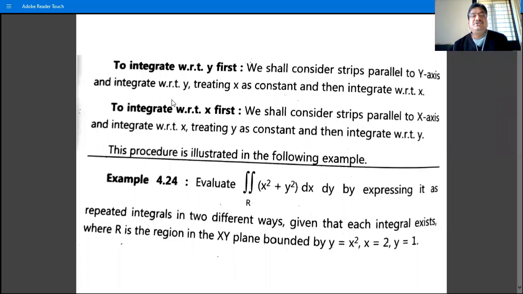The next topic is change of order of integration. To integrate with respect to y first, we will consider a strip parallel to y-axis and integrate with respect to y, treating x as constant, and then integrate with respect to x. That is, in order to integrate with respect to y first, we shall consider a strip parallel to y-axis, and in order to integrate with respect to x first, consider a strip parallel to x-axis.